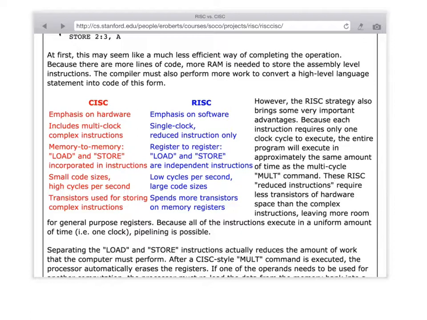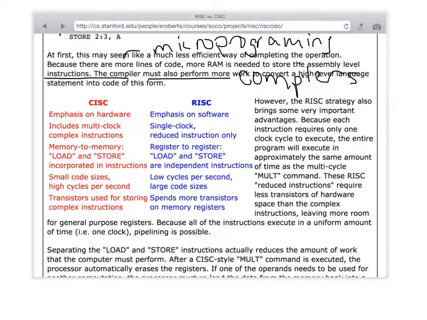So, what are the differences? CISC, hard-coded. RISC, software. So the emphasis in RISC is compilers, making compilers. The emphasis in CISC is microprogramming, putting it in the hardware. CISC, complex instructions that are multi-clock. RISC, single clock.